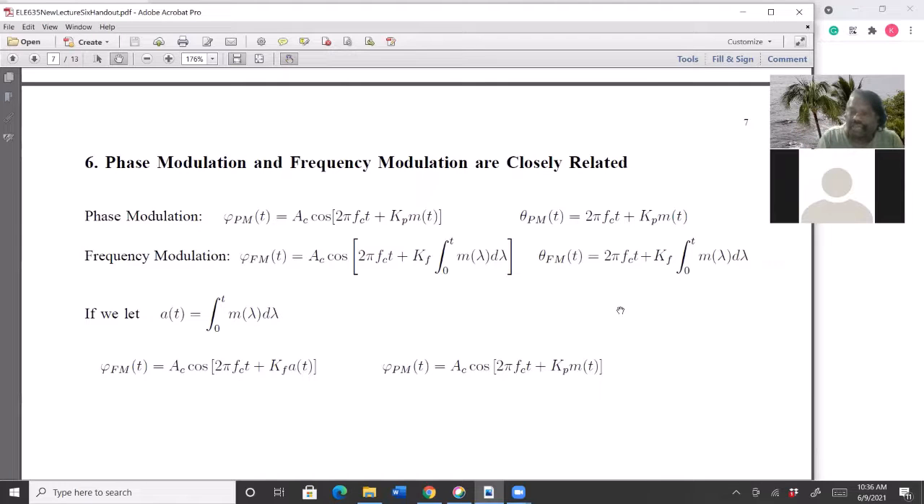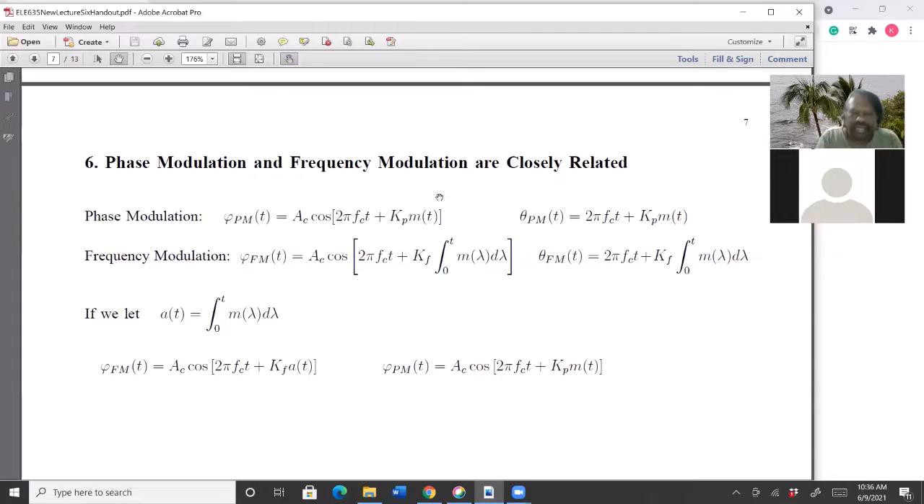Similarly, if you have a circuit for frequency modulation, what you can do is, instead of this m lambda, you can give the derivative of m lambda. So the derivative of m lambda gets canceled by that integration, and you will get the phase modulation, okay? And this relationship is important. And I think somewhere here I have a diagram that explains that.